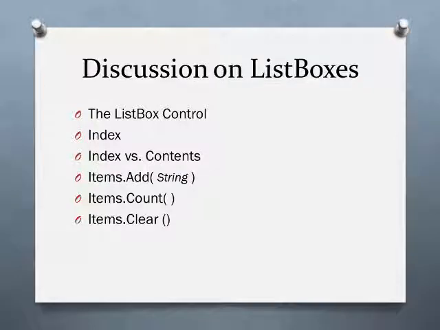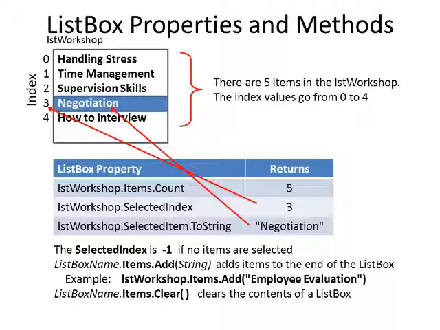Next thing I want to cover is a discussion on list boxes. We have the list box control. The index is the position in the list box which is going to identify the contents. Some of the things that we can do is we can add items into the list box. We can find out what the count is and how many items are in the list box, and we can clear the list box. There are a bunch of other things we can do also that I'm not covering at the moment. Here are some of the properties and methods for the list box.